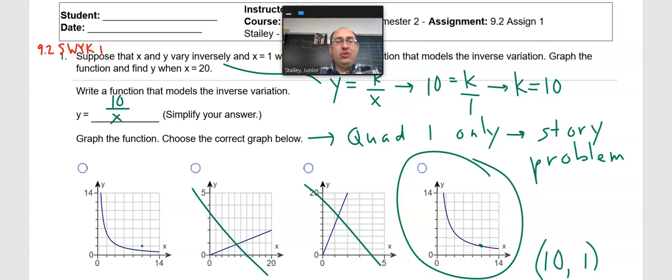Welcome to 9.2 Swyk number 1. All right, we're dealing with inverse variation, and eventually we're going to get to combined variation. But let's deal with the inverse variation stuff first.